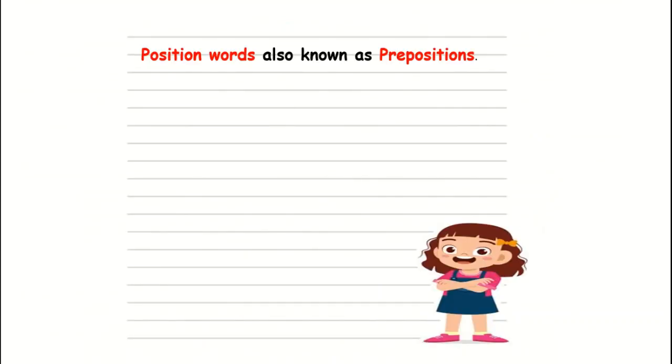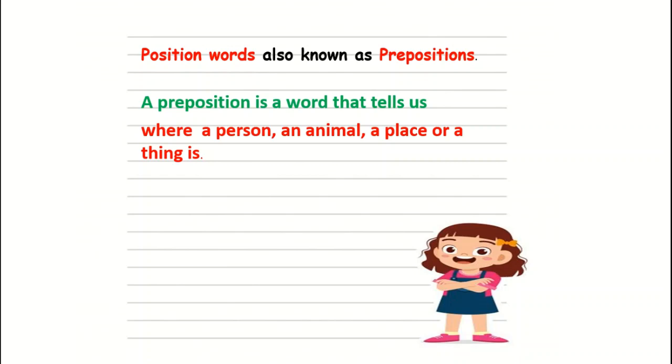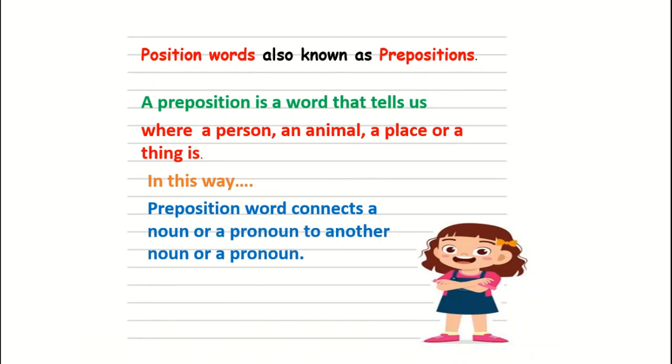Position words, also known as prepositions. Now, what is a preposition? A preposition is a word that tells us where a person, an animal, a place, or a thing is. In this way, a preposition word connects a noun or a pronoun to another noun or a pronoun.